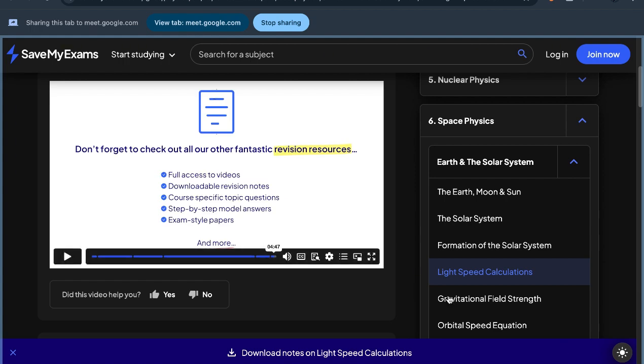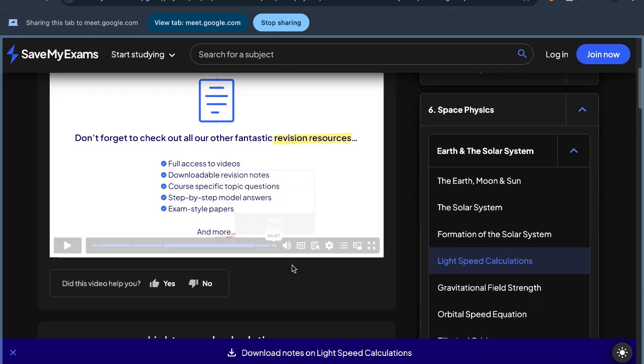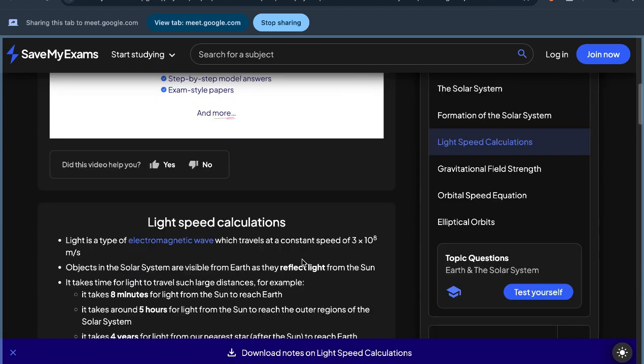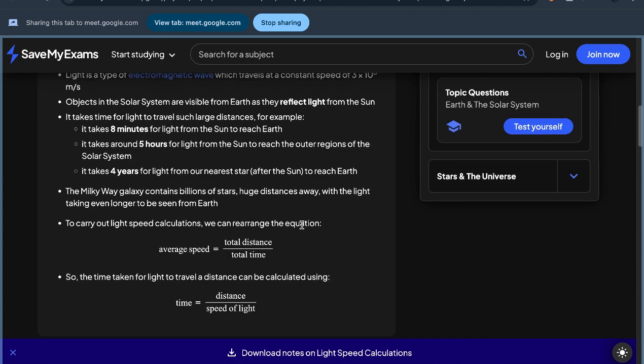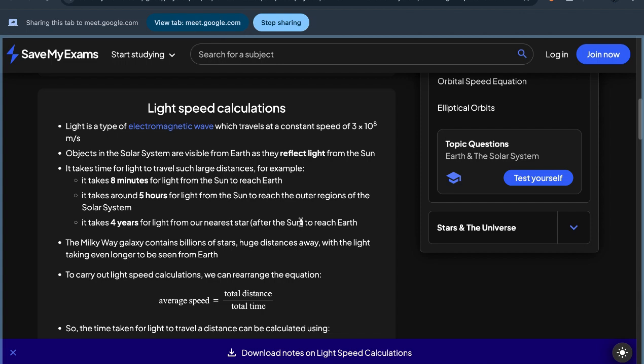Okay, so we just saw the tutorial on calculations involving time, speed, and distance. The same time and distance relationship we're going to employ for solving problems in space. The first thing we need to know is that light is the fastest thing on Earth, and light is a wave. It's a type of electromagnetic wave, and it has a constant speed.